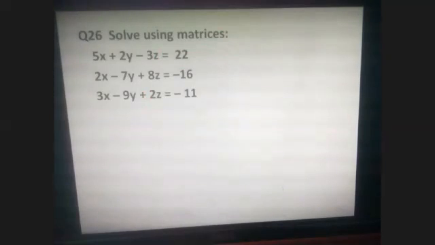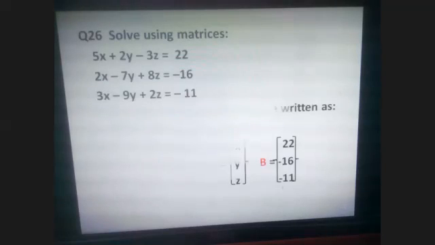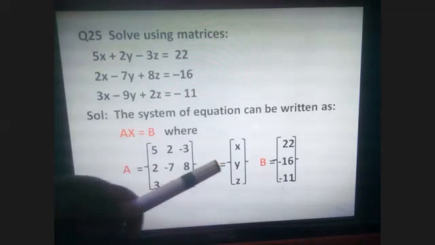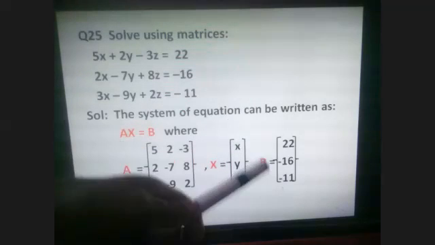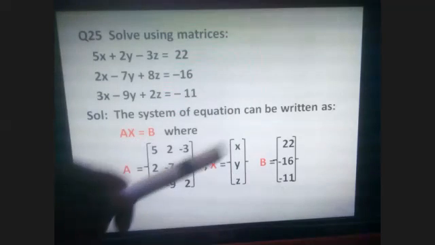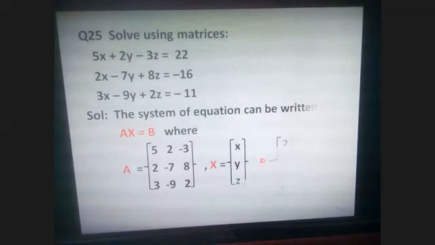Okay, let us solve using matrices. Be careful about the procedure. I can do one question in each. So here, I'm going to write this as a matrix equation, AX equal to B, where A is the square matrix of coefficients, X is the column of variables, B is the column of constants. First, we find the determinant.